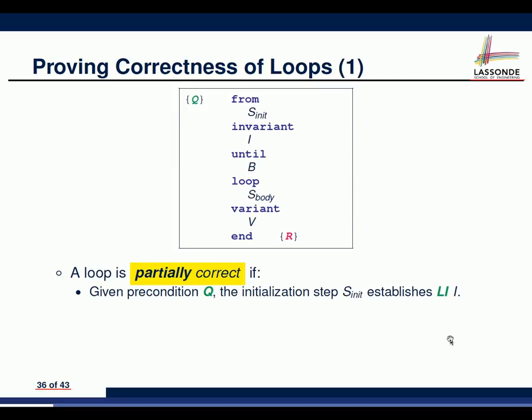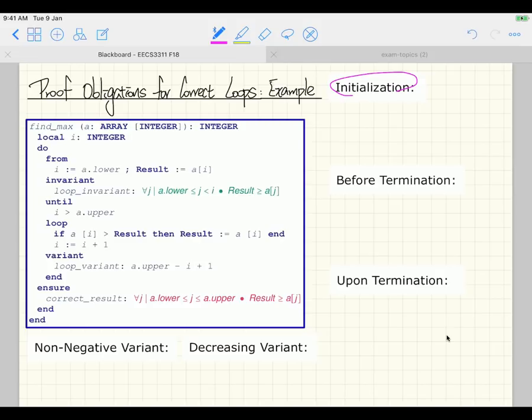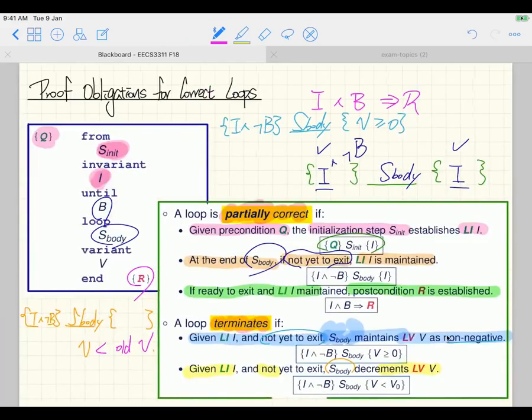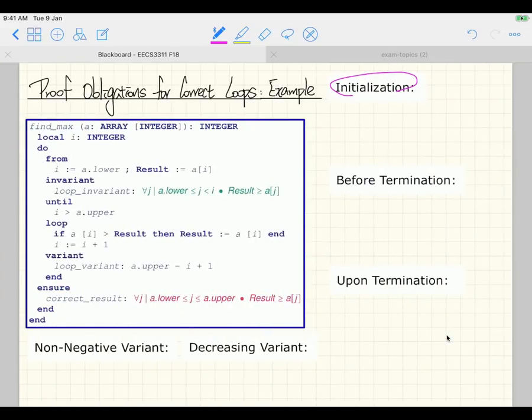Let's do the first one first. Let's do the initialization first. For the initialization, we are saying that given the precondition for the loop, and then doing the initialization part, we're going to establish the loop invariant, right? So now how do we do that? For this particular loop, what's the precondition? Well, there's no require. So it's as if it was true.